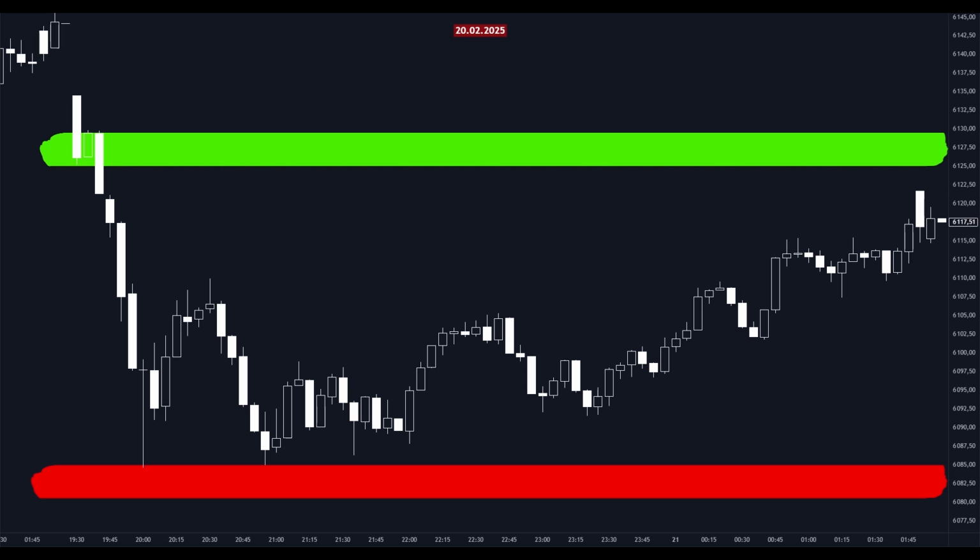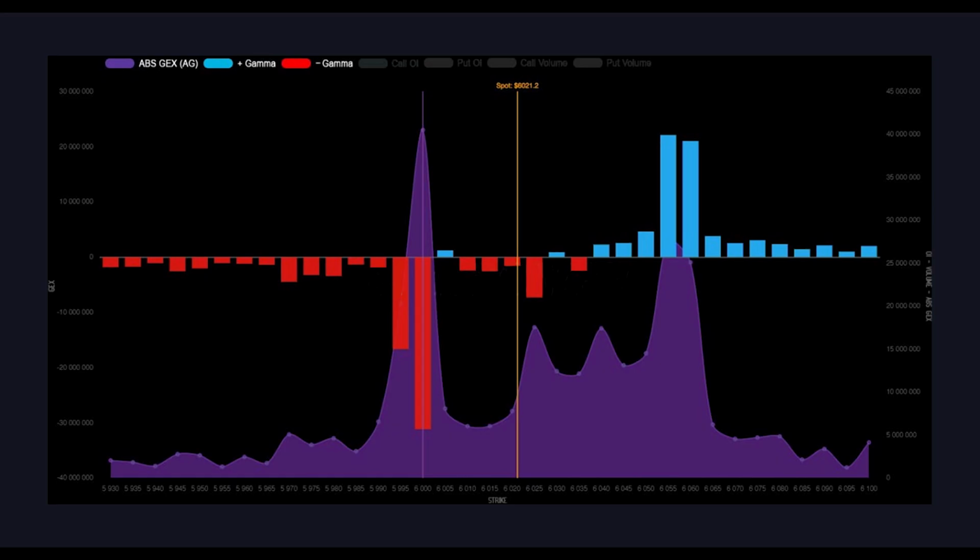A good time to open neutral strategies is when there are large absolute gamma values below and above the price, as well as large positive and negative gamma values. An example of such a day was February 5th. At the beginning of the trading day, the price stood between two very powerful levels of 6,000 and 6,060 points.